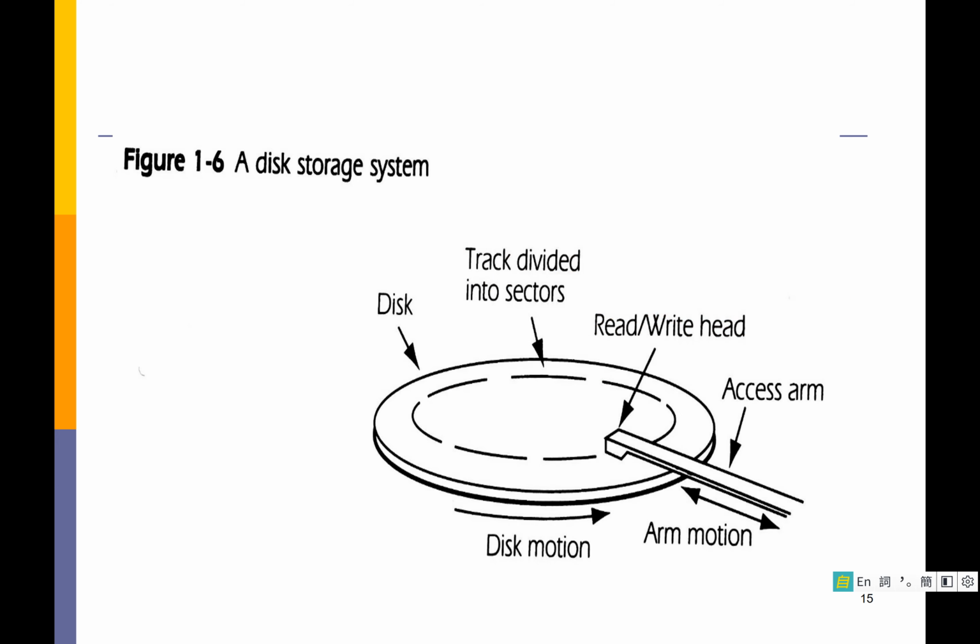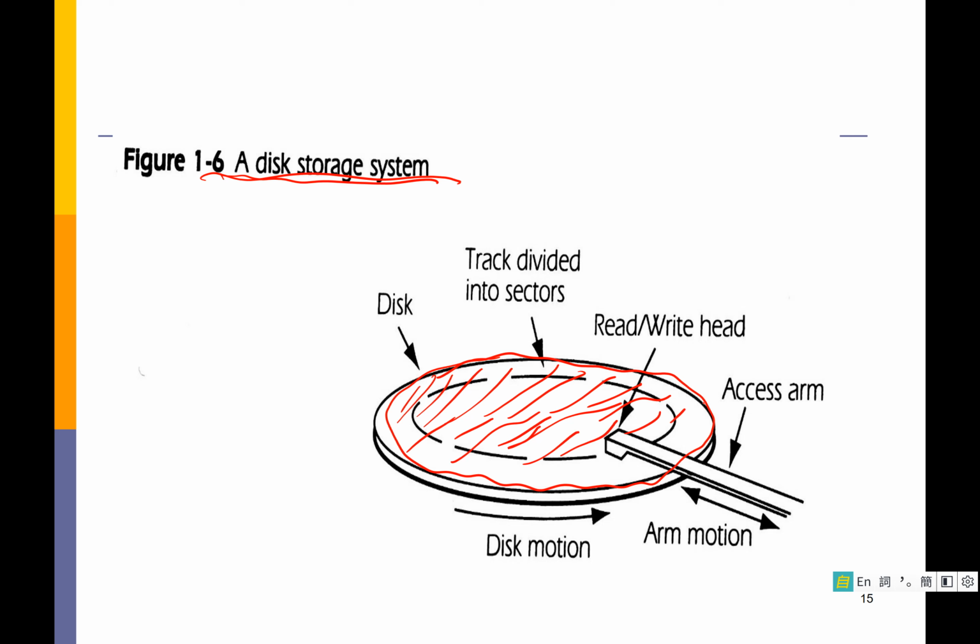Okay, so this is what a traditional hard disk drive looks like. This is a disk, which on the surface has some kind of magnetic material, which can memorize data on the surface.